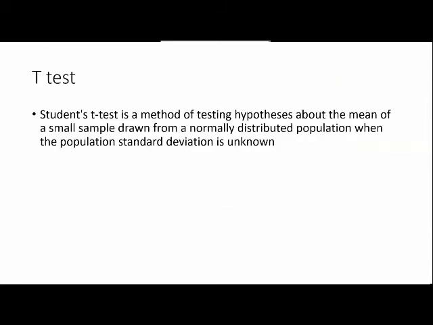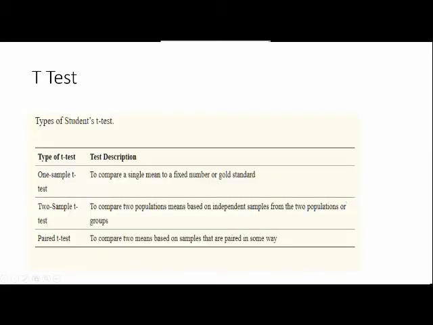Coming to hypothesis tests, what we calculate in means data calculation is commonly the t-test, and more commonly we use the chi-square test. The student t-test is a method of testing hypotheses about a sample drawn from a normally distributed population where the standard deviation is unknown. The t-test includes the one sample t-test, two sample t-test, and paired t-test. The one sample t-test compares a single mean to a fixed number or gold standard.